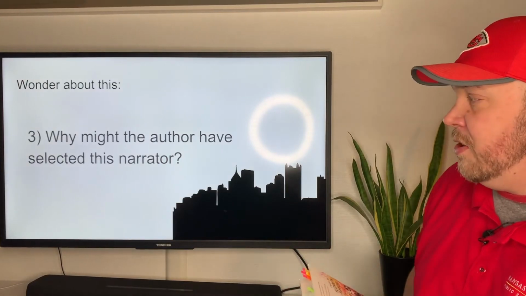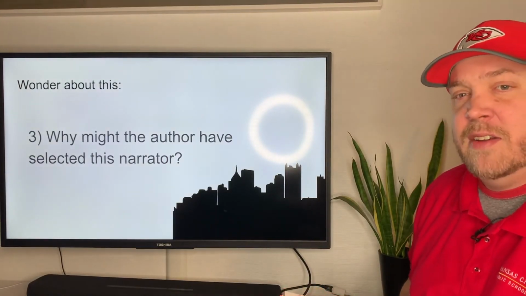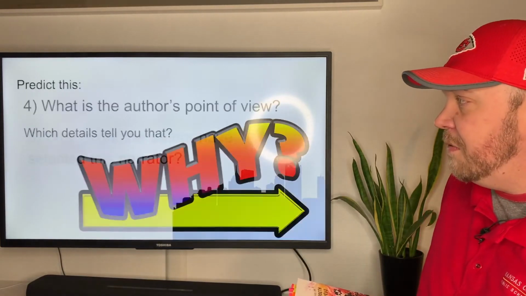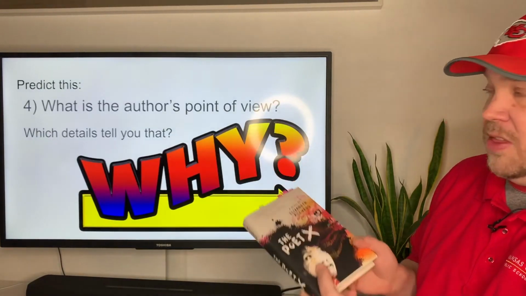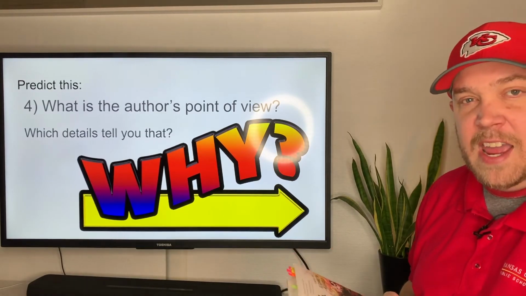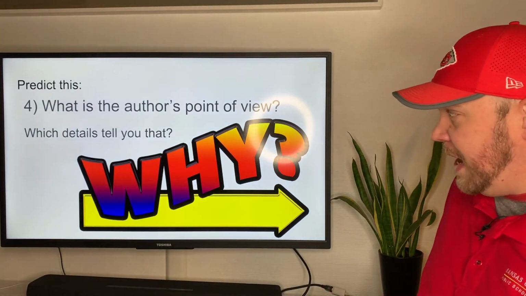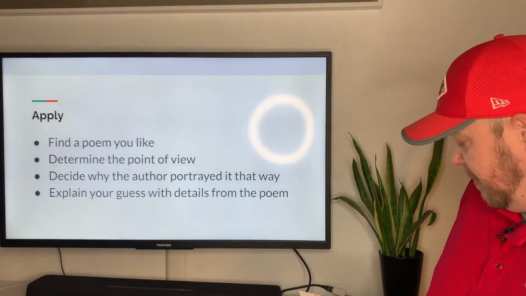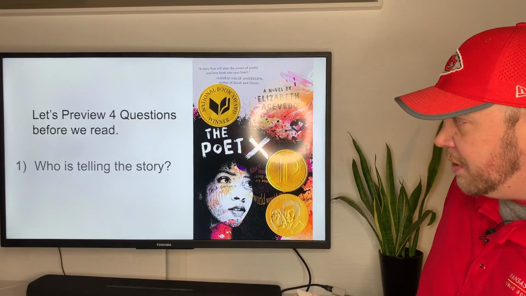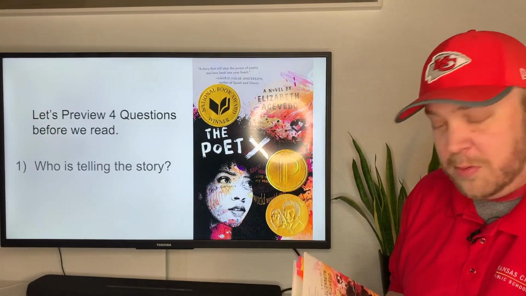Okay, why might the author have selected this narrator and told it from this point of view? Okay, and then the final question will be, what is the author's point of view? And what details tell you that? And then why? All right, so let's go back. We're just going to apply it as we get done. But we're going to go back to this final question and just start with number one, who's telling the story.